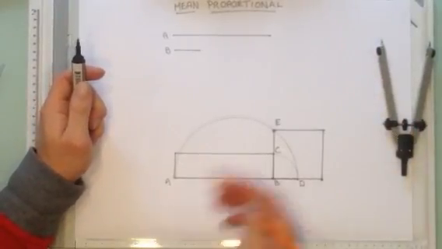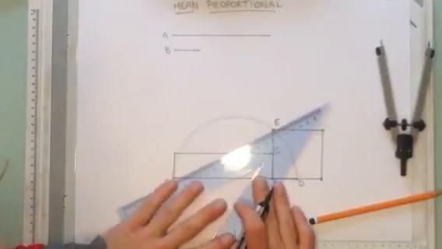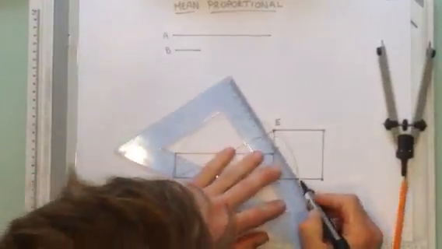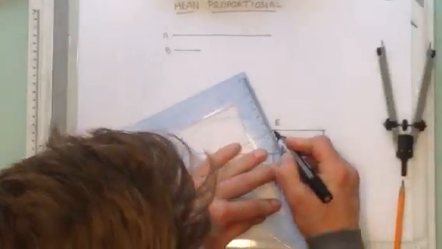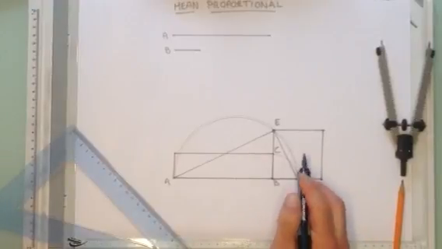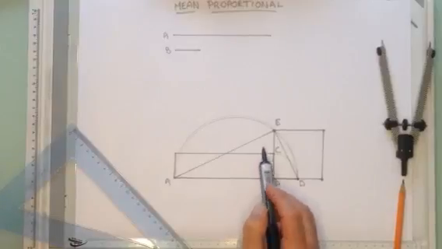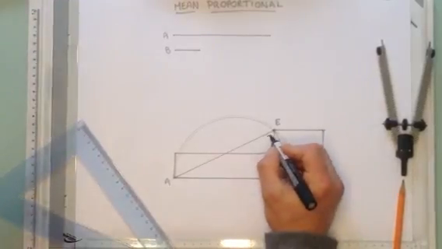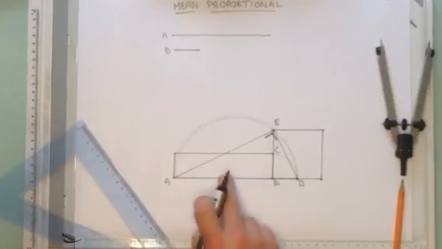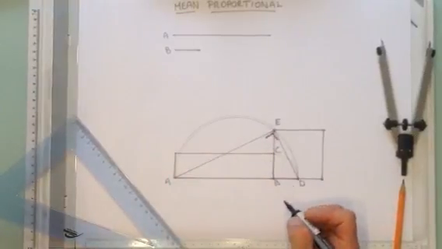So what I can do from here to prove this is if I connect the line A to E and E to D, what I have is a right angle triangle. I know this is a right angle triangle because the angle touching the circumference of a semicircle using the same diameter is always going to be 90 degrees. So putting that in there like that. So what I have essentially is two small similar triangles inside the one large triangle.